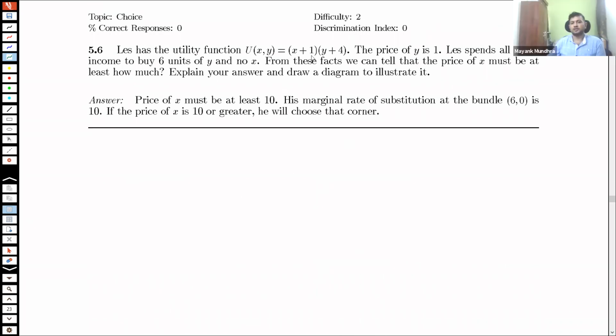Les has utility function x plus 1 into y plus 4. The price of y is 1. Les spends all of his income to buy 6 units of y and no x. From these facts, we can tell that the price of x must be at least how much? Please explain your answer and draw a diagram to illustrate it. Okay, x plus 1 into y plus 4.